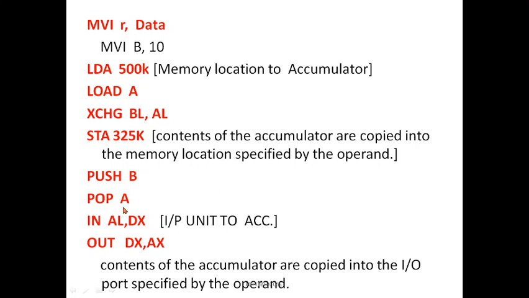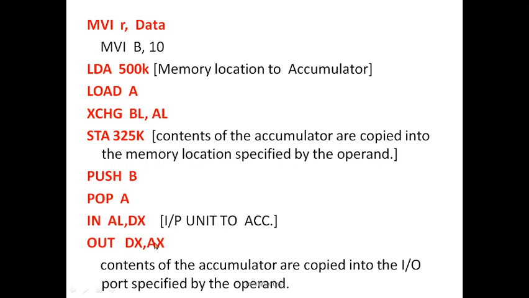And the next two are easy, one is input and another one is output. These are the instructions used to transfer the data among the registers and the accumulator also. For example, IN AL, DX. Here the data transfer happens from the input unit to the accumulator. That means whatever data is in DX will move to the accumulator.